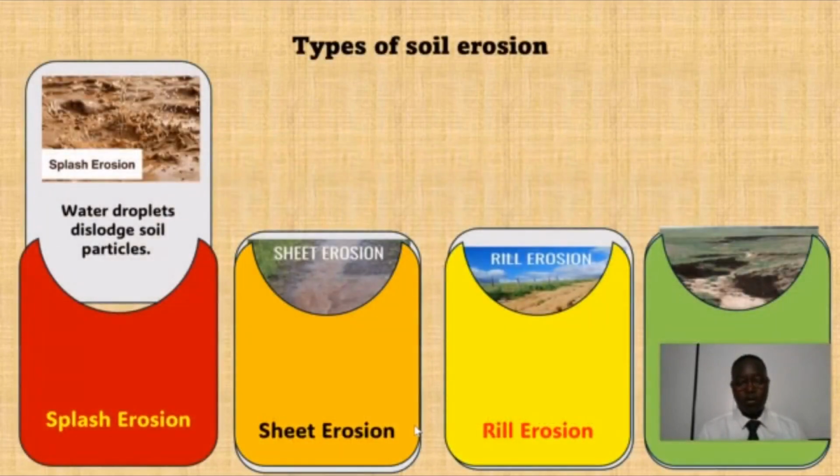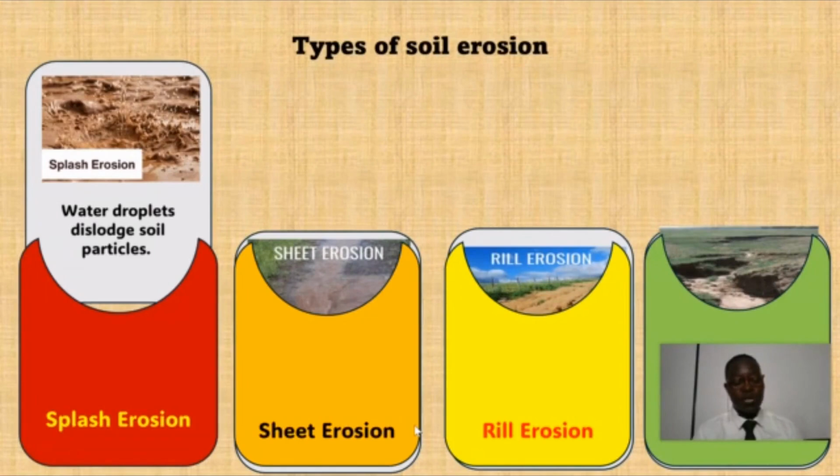Let's have a look at the different types of soil erosion. Number 1, we have splash erosion. Just as the name, splash, suggests, this is a type of soil erosion that dislodges the soil particles whenever rain drops on bare soil.